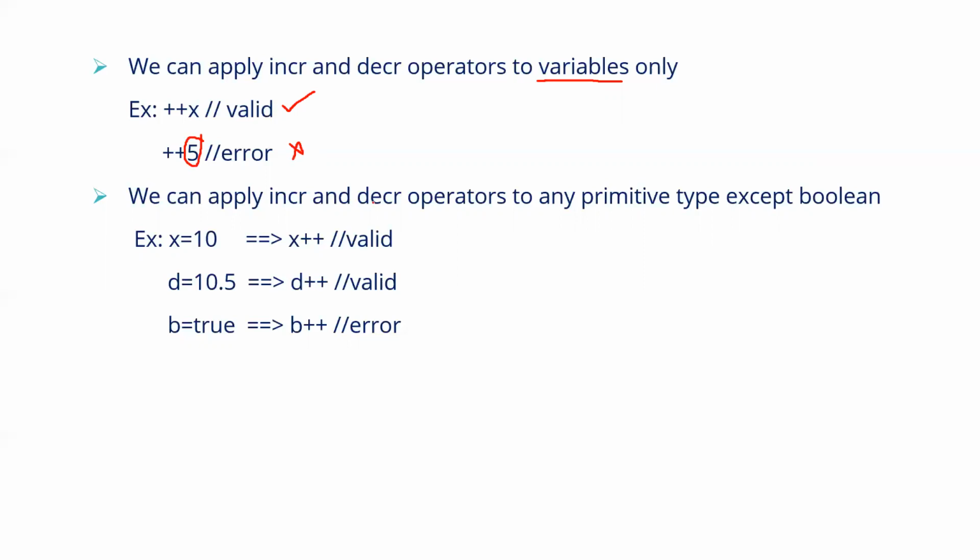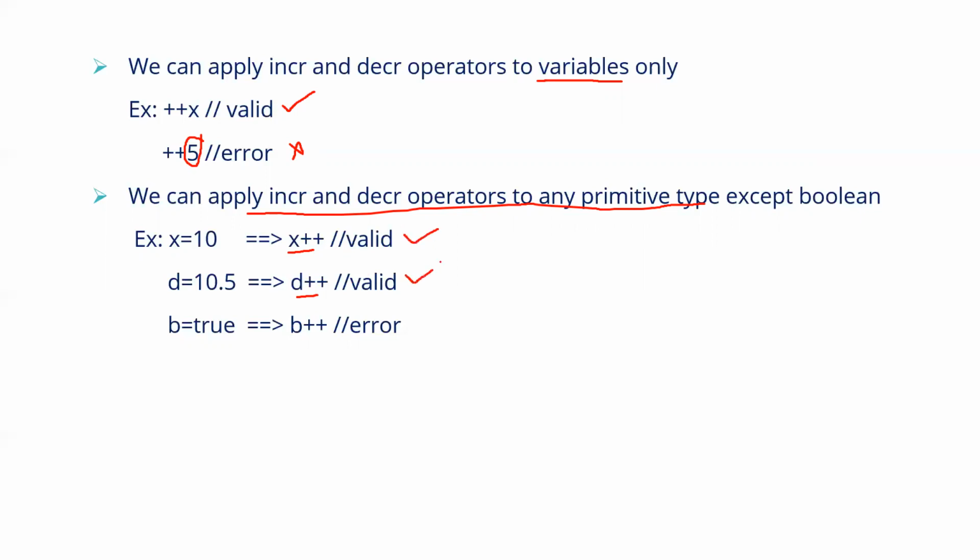Similarly, you can apply increment and decrement operators to any primitive type, not only integer type. You can apply to the byte type or double type, etc. Right? You can apply on integer type or double type. There will be no problem. The value will just be incremented or decremented.